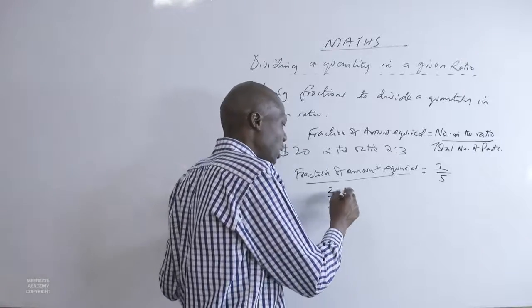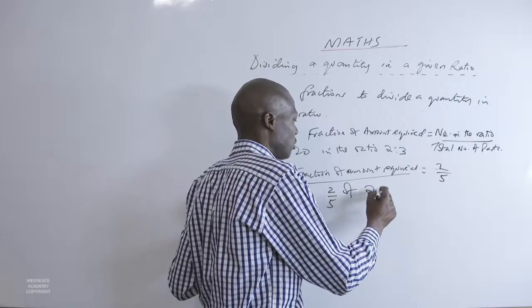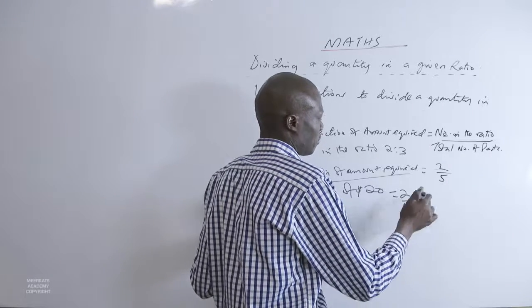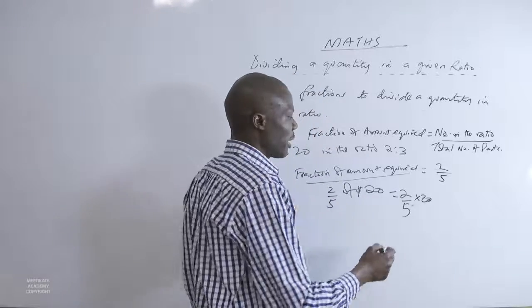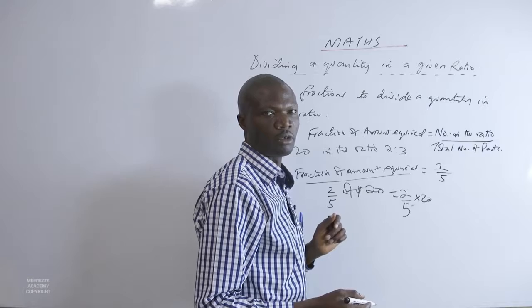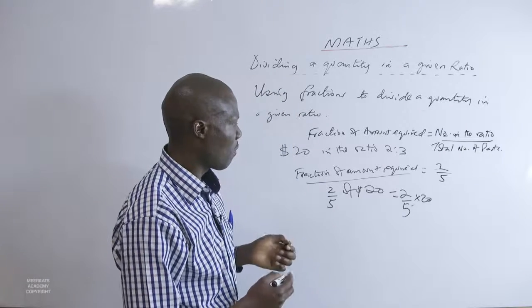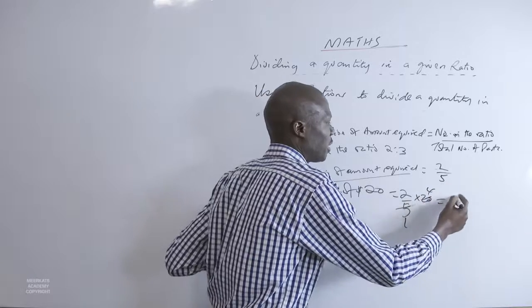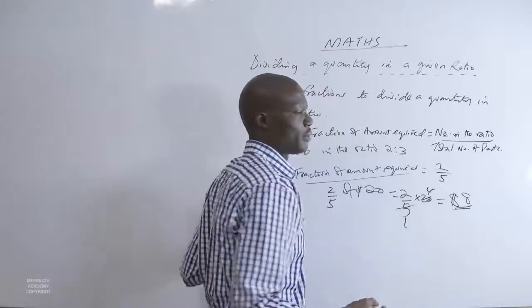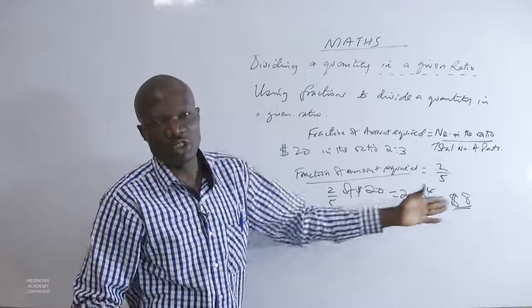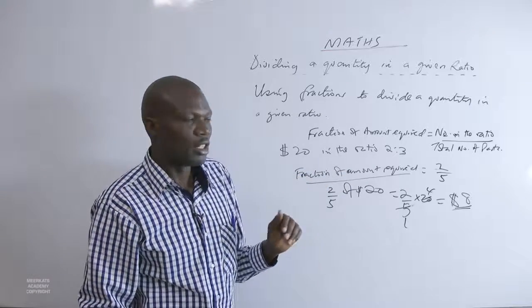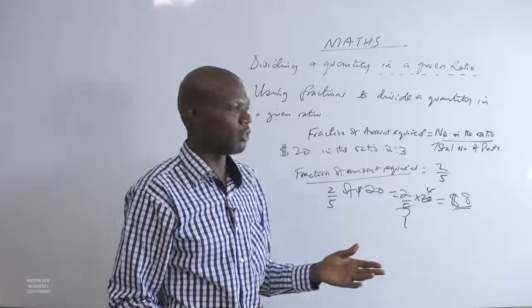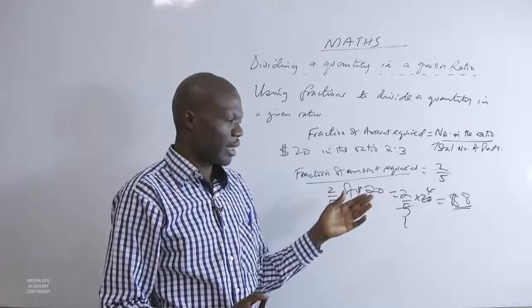But when we say of the amount, the amount is $20. Replace of with a multiplication sign. When you multiply, by 5 is 1, by 5 is 4, you get $8. So the fraction is 2 over 5, and the amount is the total amount, which gives us 8.